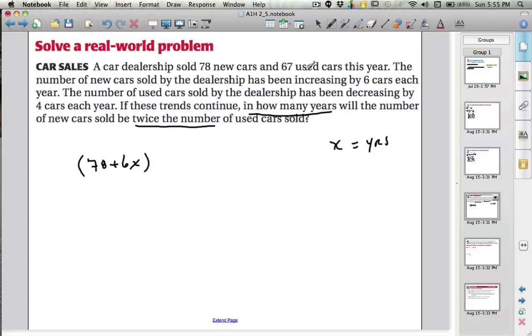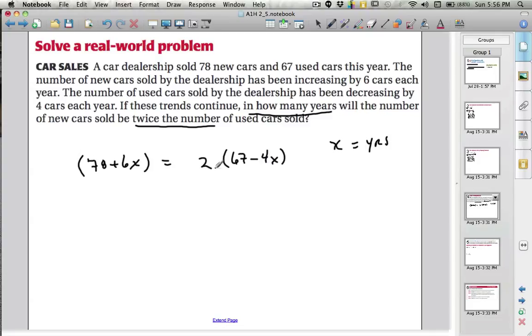And then if we look at the number of used cars, it's going to be 67, but it's decreasing by 4 cars each year, so that's going to be minus 4 times the number of years. Okay, and I know that I want the number of new cars that I sell to be double the number of used cars. So this will allow me to find how many years it takes for the number of new cars to be twice as many as the number of used cars. But you can see if it's twice as many, if I multiply the used cars by 2, then they'll be equal.